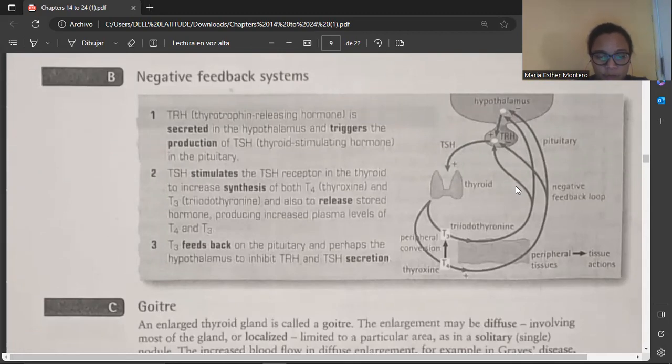T4, thyroxine, and T3, triiodothyronine, and also to release a stored hormone, producing increased plasma levels of T4 and T3. T3 feeds back on the pituitary and perhaps the hypothalamus to inhibit the TRH and TSH secretions.